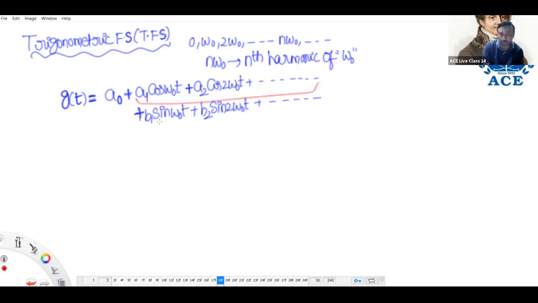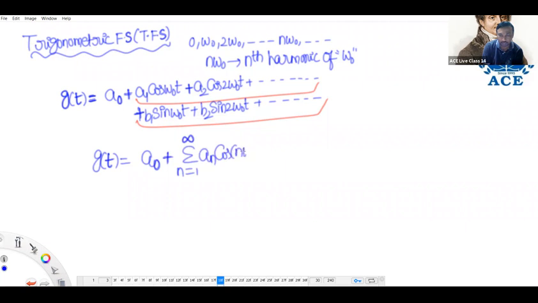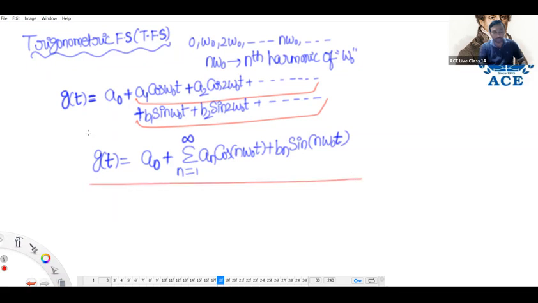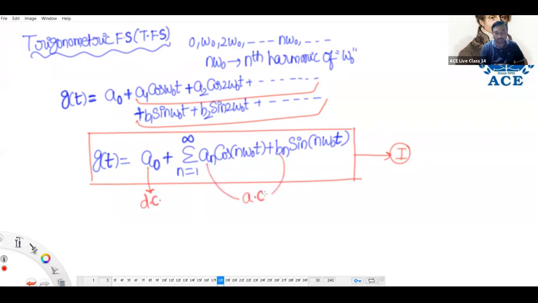As we have multiple terms, we can write this as a0 plus sigma n equals 1 to infinity of an cos n omega naught t plus bn sin n omega naught t. That is the standard mathematical expression of the trigonometric Fourier series, where a0 is the DC or average value, and an and bn are the AC coefficients.